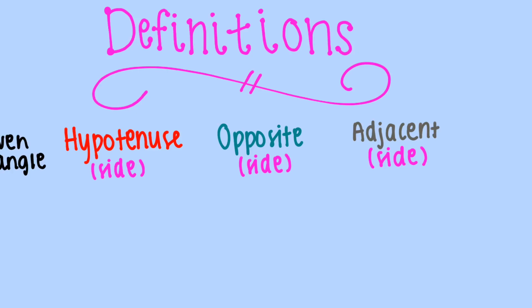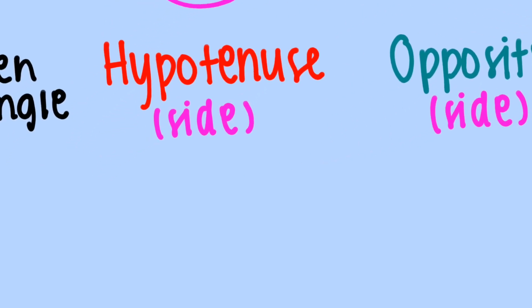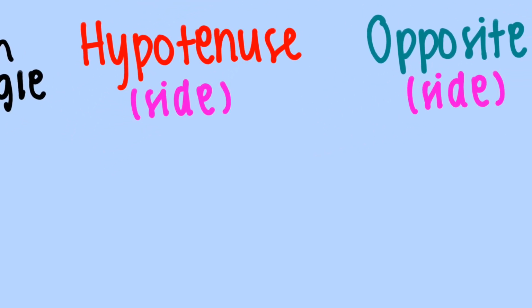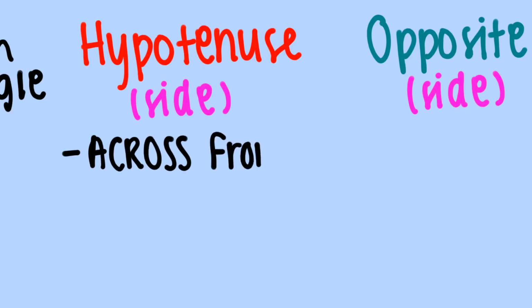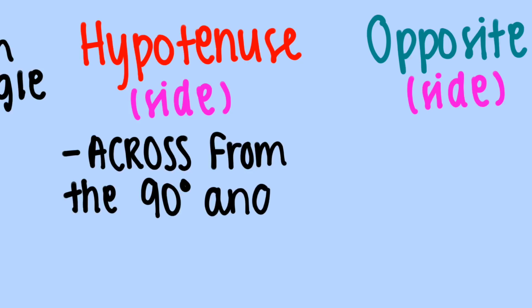So the first thing we have to get out before we can actually start labeling our sides is what each side means, and it's going back to the basics. The first one we're going to talk about is the hypotenuse, and you need to remember this is across from the 90-degree angle. So you'll see the little box, you'll draw an arrow across, and that's your hypotenuse side.